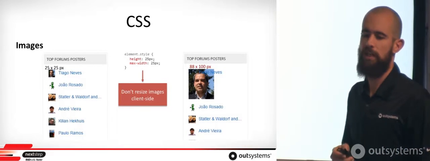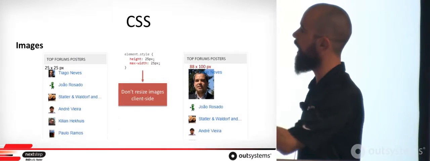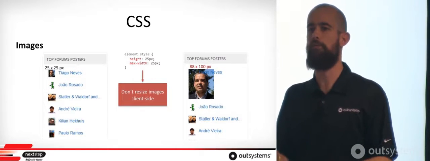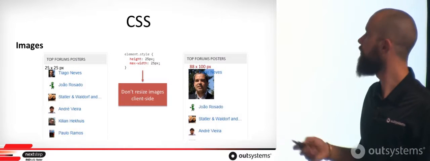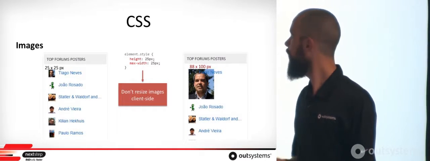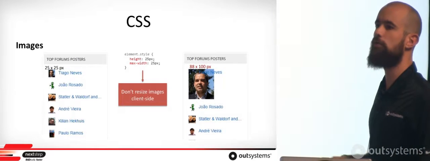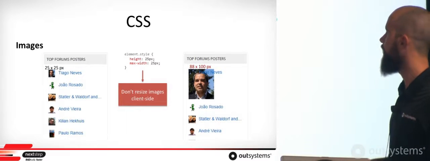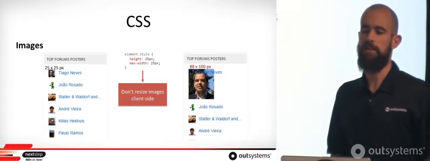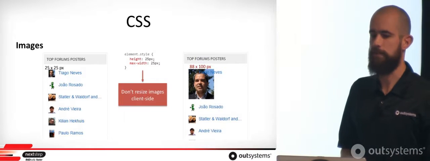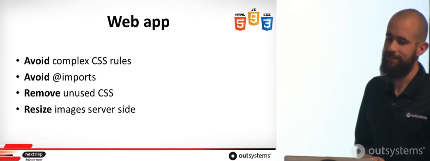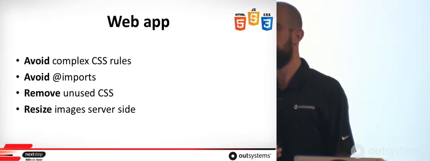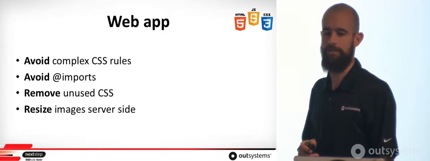Another one is images. It's really tempting to say, okay, I have to display an image in my application, I'm just going to use the same image for every device, and resize that image with CSS. Well, this is a performance killer because we are downloading much bigger files than we require to display that. So we shouldn't be resizing images on the client side. So recapping this part: avoid complex CSS rules, avoid imports, remove unused CSS, and resize images server side.